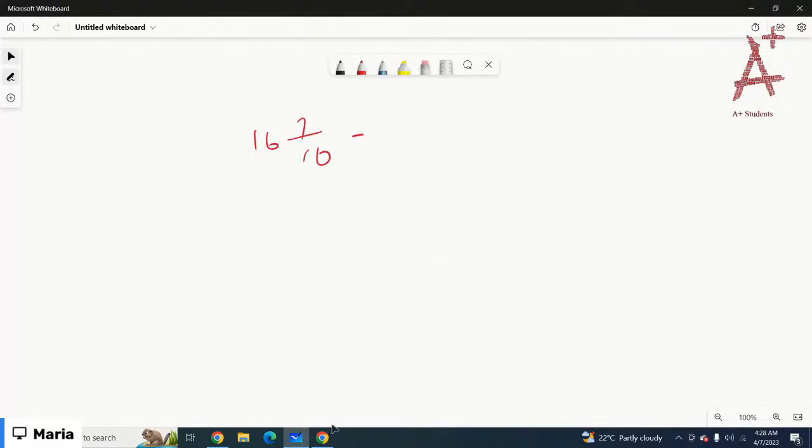16 whole 7 over 10 minus 9 whole 1 over 10. So 16 minus 9 is 7. And just look at the fractional part. 7 over 10 minus 1 over 10. So 7 minus 1 is 8. So it would be 7 whole 8 over 10.